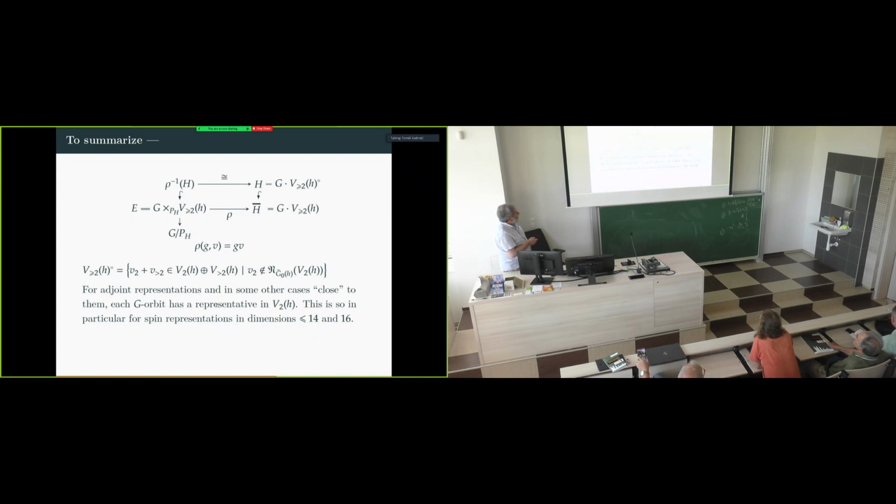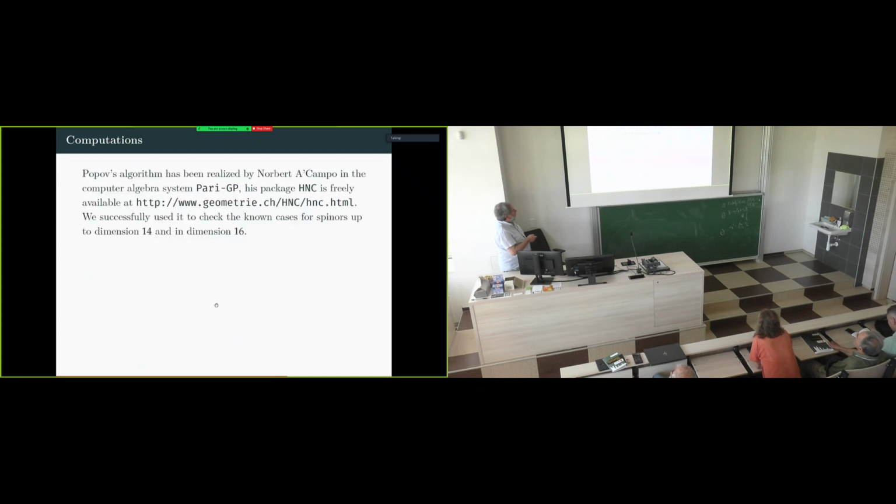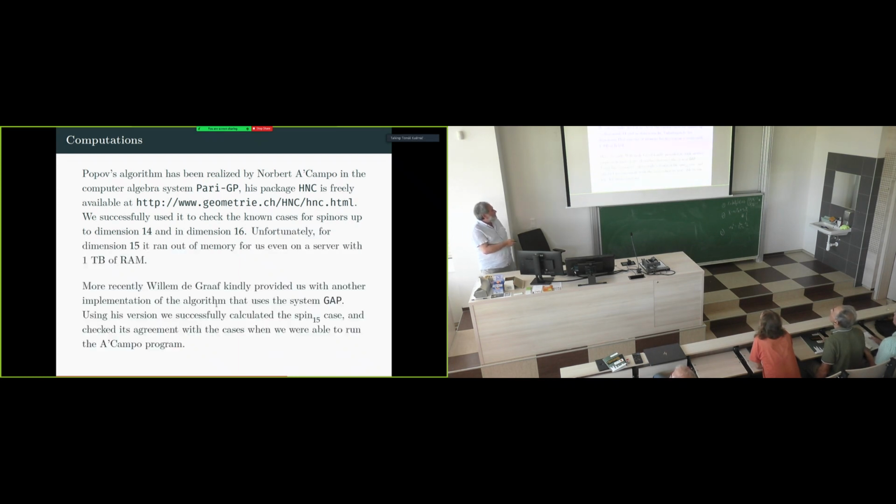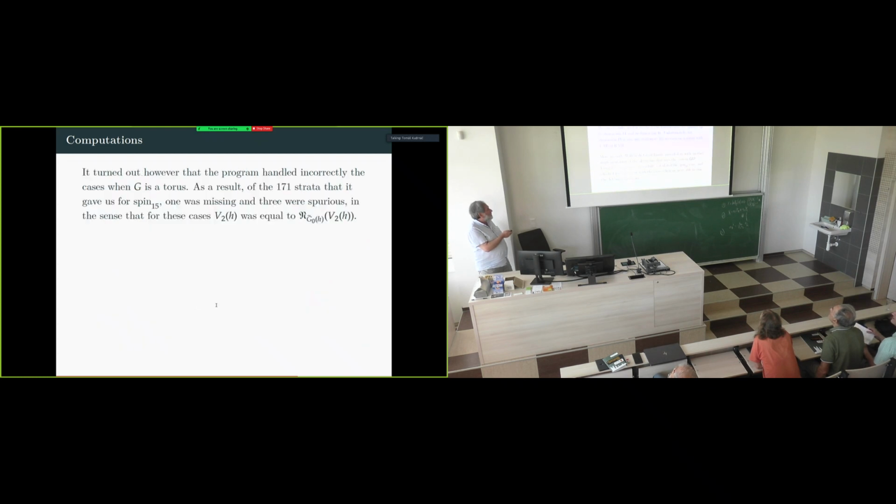Time, so I will just very quickly show you. There was a program before by Norbert A'Campo, but we couldn't use it for spin 15. It worked for spin 16, but not 15. But with Willem de Graaf, he now has a package which already works. We checked it in some cases, in particular in this case, and he's planning to incorporate it in GAP in the next version of his program SLA.